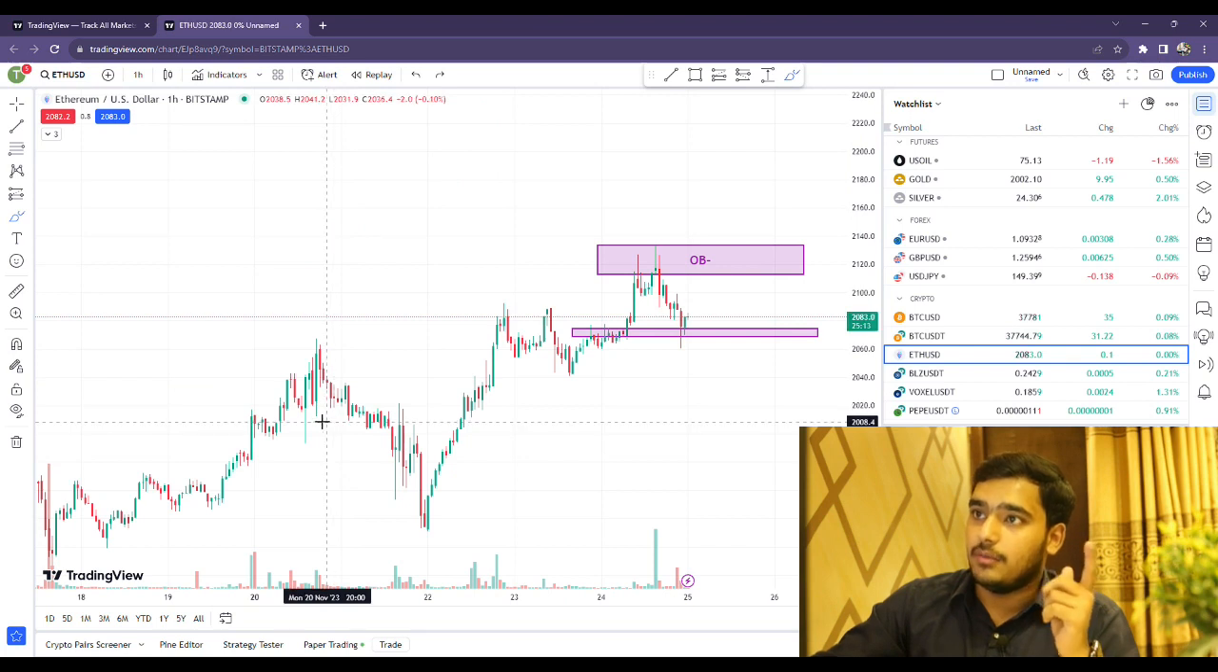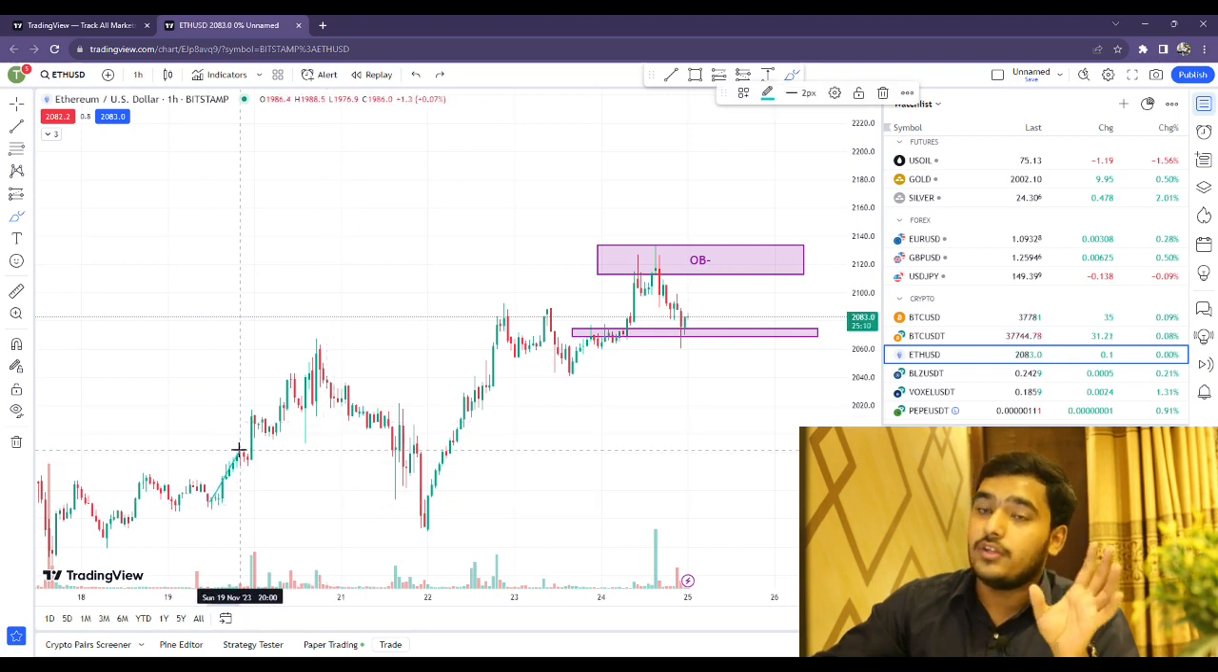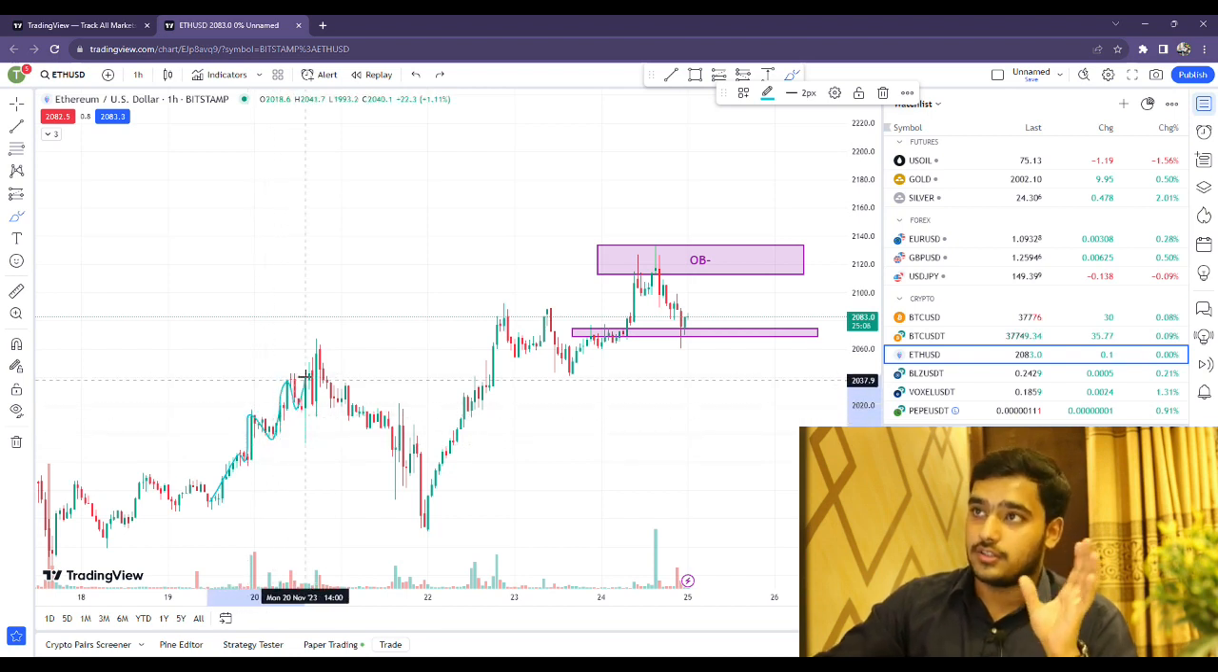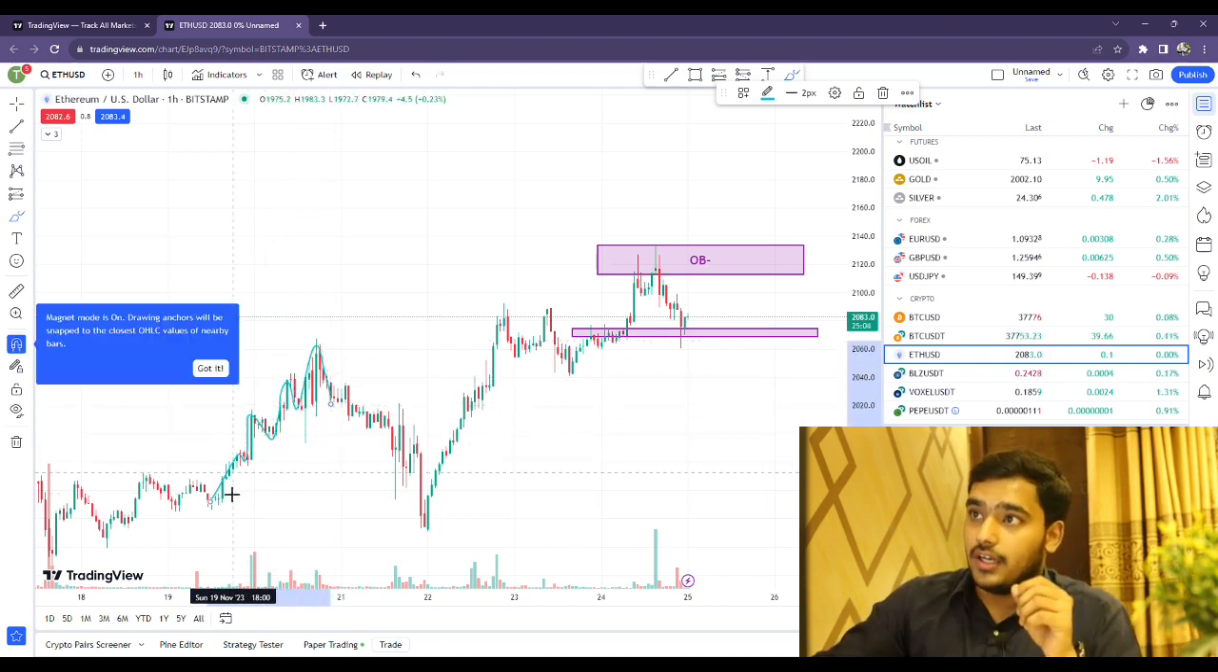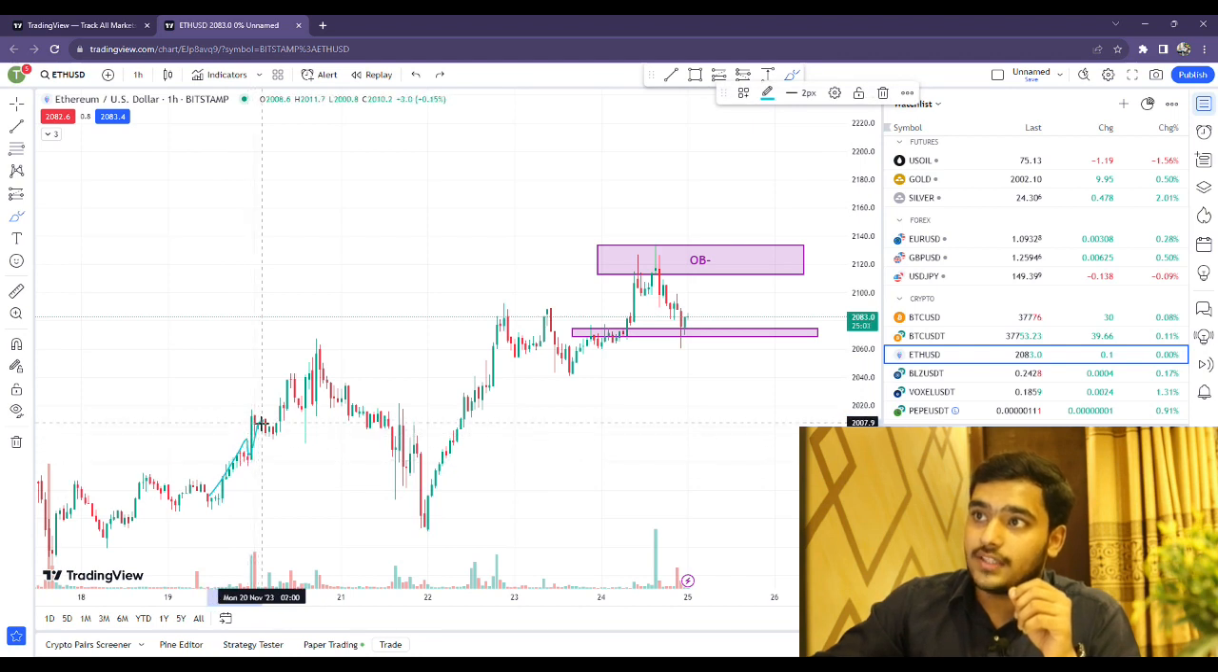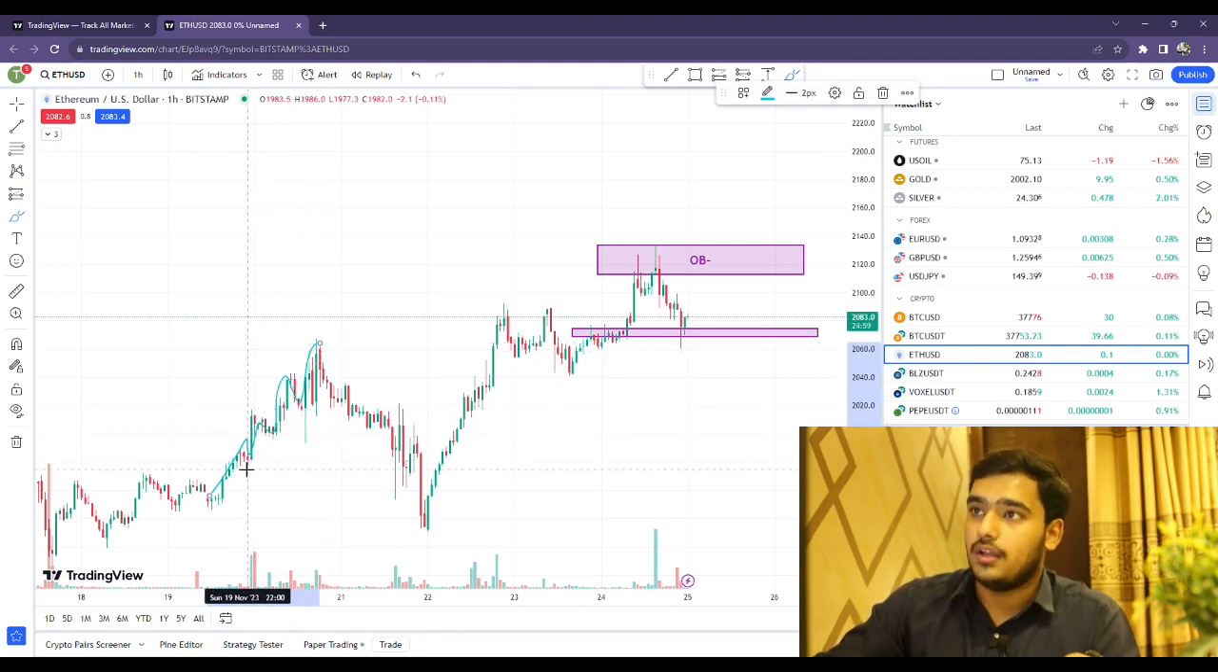As you can see, the market pumped here, we went to a certain area. I'm not talking about how you can predict that certain area the market is going to reach. So the market dumped here and we tested that OB. Now what is an OB, right?